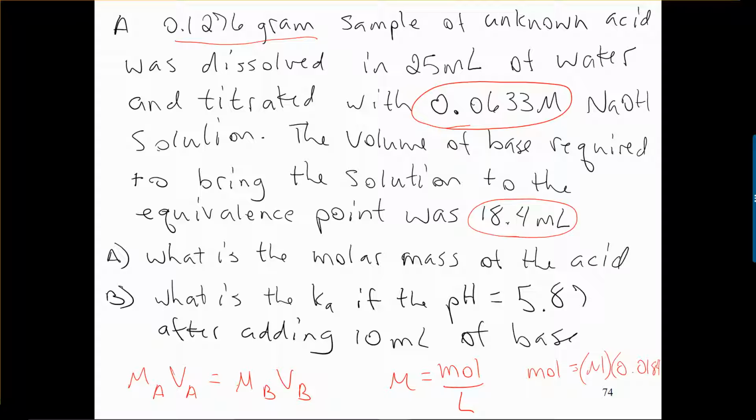MAVA equals MBVB, because as you can see, moles equals molarity times volume. So the moles of A equal the moles of B. Okay? So in this case, if I find the moles of B, that's the moles of A. And I just simply have to take my 0.127 grams and divide it by the moles.